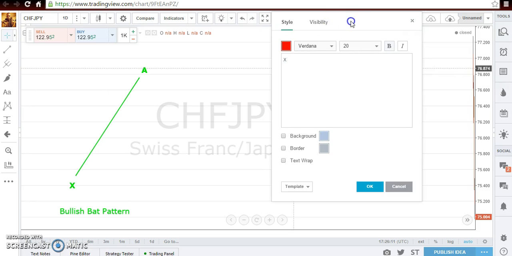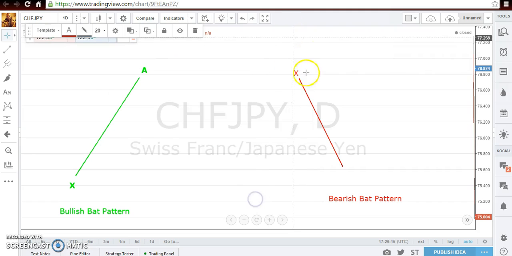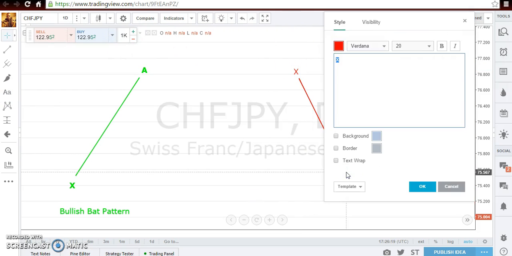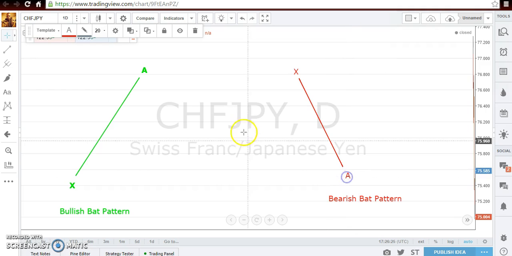With the bearish bat pattern, the starting point obviously is at the top. So our X is going to go at the top, and our A is going to go at the bottom. So here we go, that's the impulse leg.